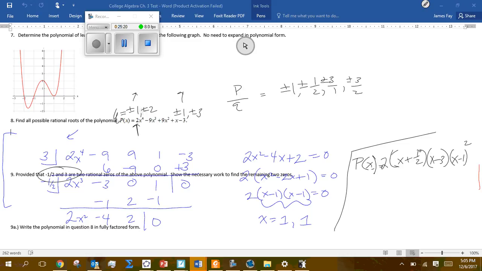You don't have to multiply that out. You can if you want to. A lot of people will maybe put that 2 through one of these factors. That's fine. That's what we're looking for. They say fully factored form. If you multiply it back out, you should get that, though. That'll tell you you've done it correctly.